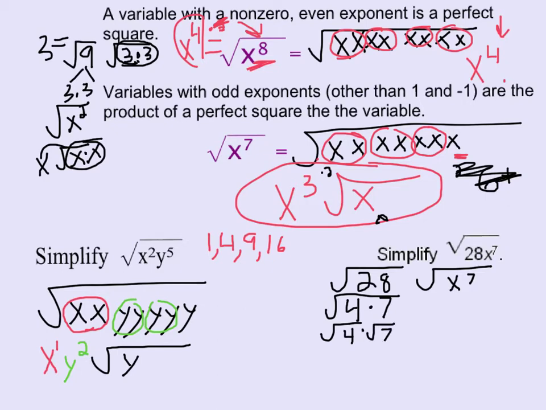Now, I can square root the 4 and I can square root the 7. When I square root the 4, I end up with 2. I still have this square root of 7. I'll come back for that. Now let's deal with our variable. So I need to write 7 x's right here.